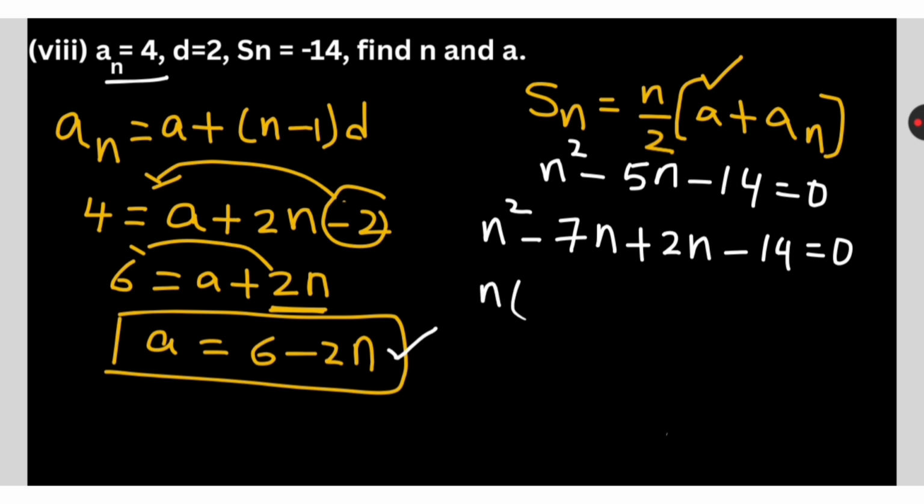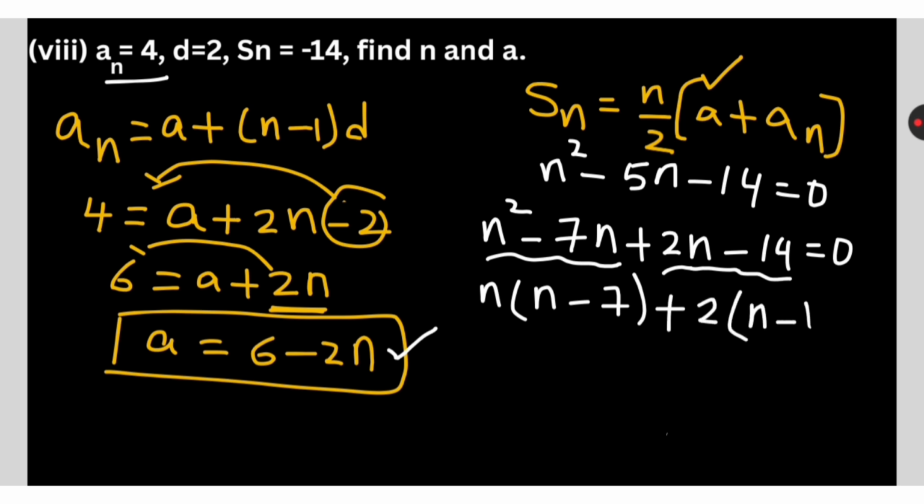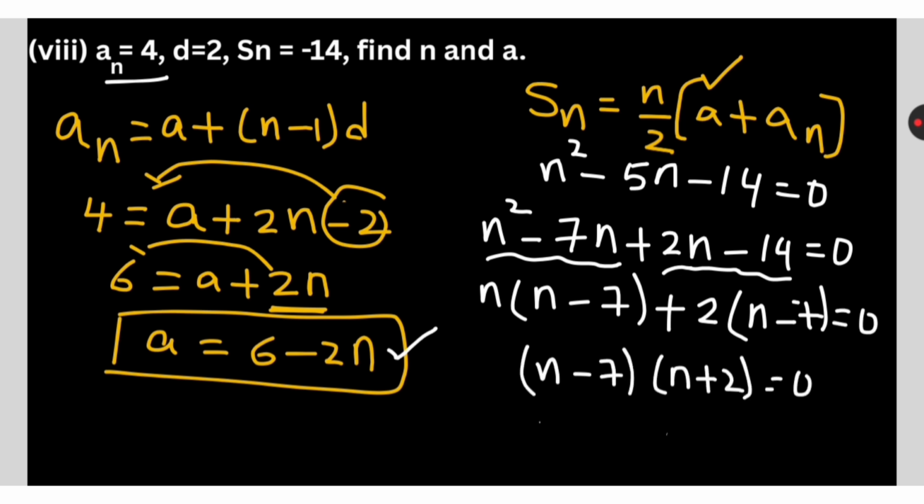If we take n as common, we are left with n minus 7 plus... So we are done with these two terms. Now we still have these two terms. From these two, we can take 2 as common. So what we are left with is n minus 7, that is equal to 0. n minus 7 times n plus 2 is equal to 0. Here we are getting roots as 7 and minus 2.